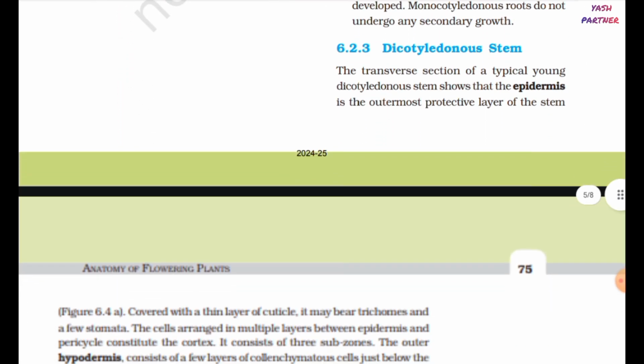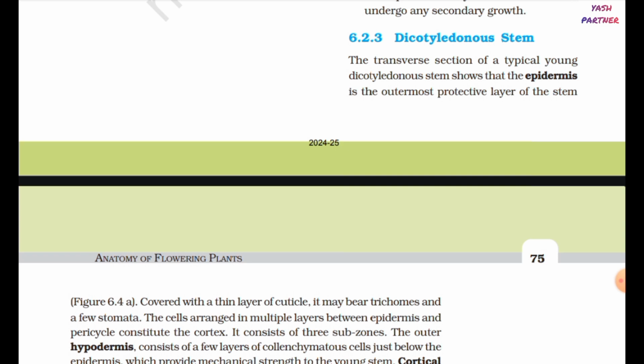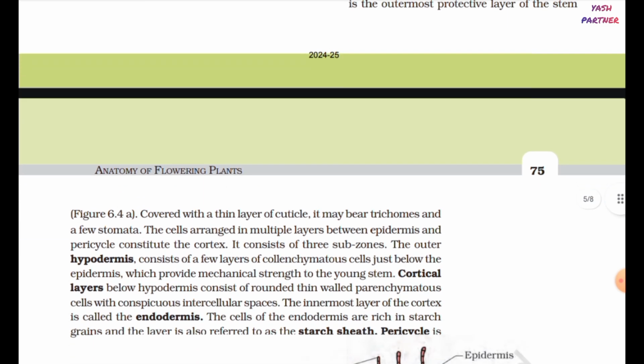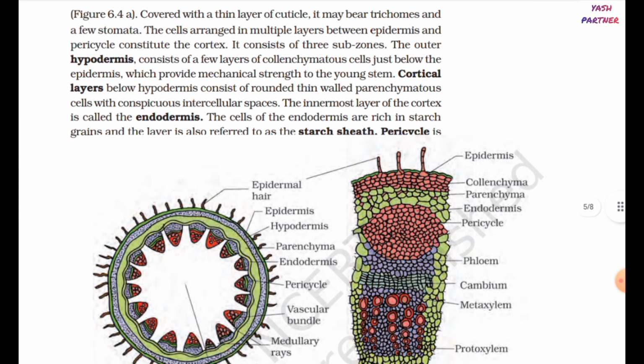6.2.3 Dicotyledonous stem. The transverse section of a typical young dicotyledonous stem shows that the epidermis is the outermost protective layer of the stem. Figure 6.4a. Covered with a thin layer of cuticle, it may bear trichomes and a few stomata. The cells arranged in multiple layers between epidermis and pericycle constitute the cortex. It consists of 3 subzones.